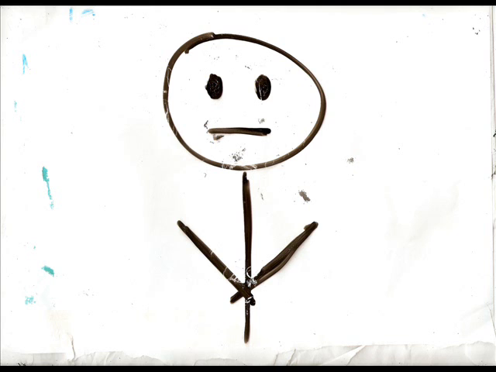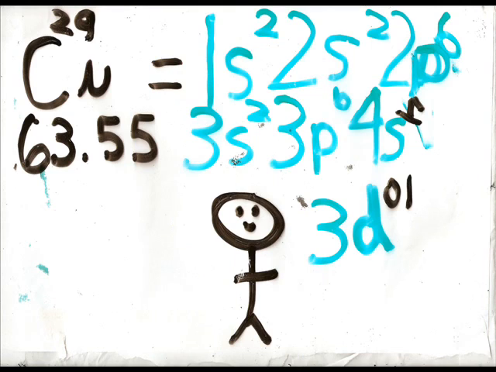Copper is a peculiar element, being 1s2, 2s2, 2p6, 3s2, 3p6, 4s1, 3d10. 4s only has 1 because of the rule that there are no d9s or d4s.